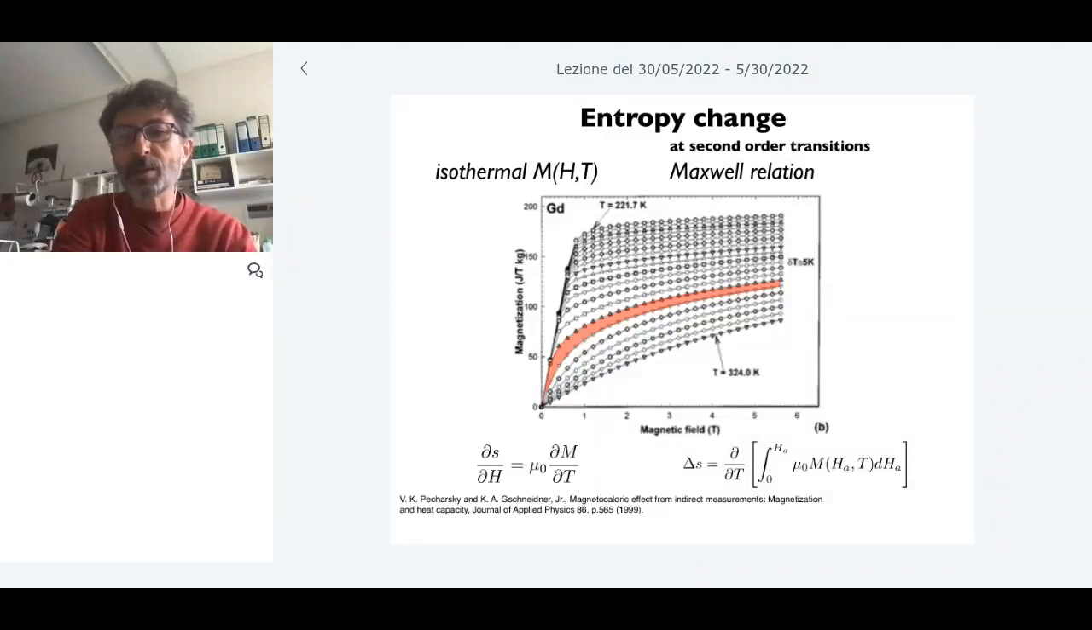If we take this Maxwell relation of thermodynamics, it means that we can integrate the delta S as we do here and find that the variation of entropy is just the derivative with respect to temperature of this integral written there, which is the red region here. So the red region we can easily compute. We measure a lot of magnetization curves at different temperatures, and then we compute all this integral. The entropy change will be nothing else than the derivative with respect to temperature of this integral, which we can do, for example, numerically.